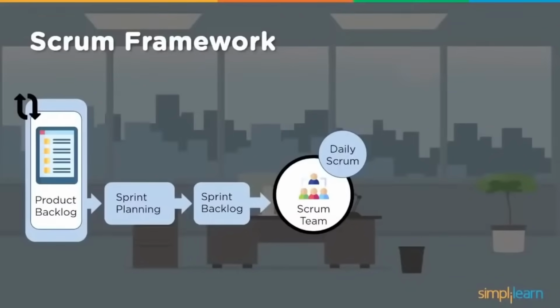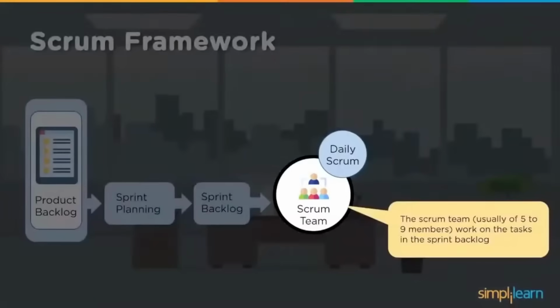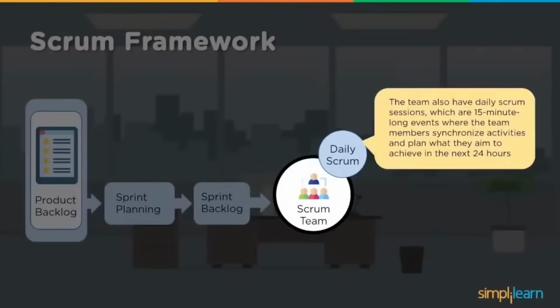Now the Scrum team, which is actually a self-organizing team as we mentioned, maybe 5 to 9 or 10 members, works on the tasks in the sprint backlog, and they will also have daily scrums where the team discusses for 15 minutes. In this event the team members synchronize activities and plan what they aim to achieve in the next 24 hours, what is accomplished against what was discussed in the previous daily scrum. If any further discussions are needed on the correction of those, that can be taken as a separate meeting, not as part of the daily scrum.